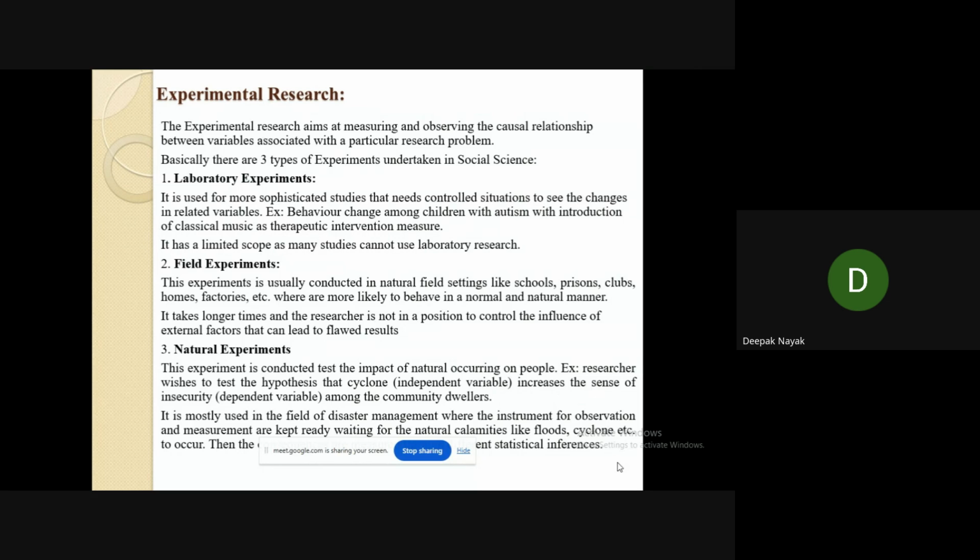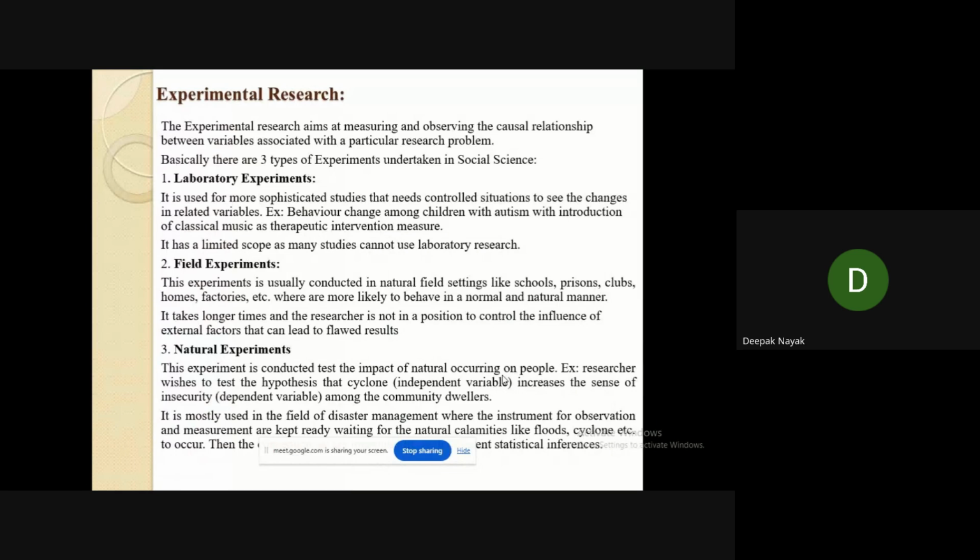And this needs a sophisticated setting in a laboratory system, and special instruments which can observe the behavioral change among autistic children. Psychology has such foundational knowledge and record platforms to see such changes happening among children. As I said, they have limited scope because it is difficult to use such big laboratories for putting all the samples, human beings, into a laboratory. Then the most popular kind of experiment that is conducted in social science is field experiments.